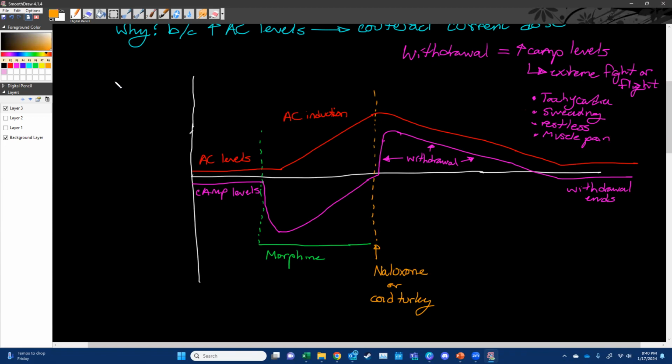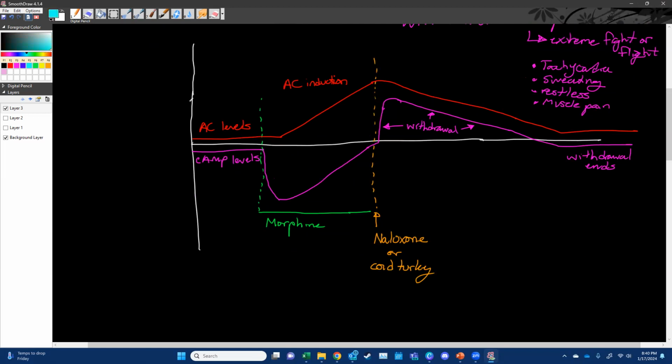My question for you is, let's say that someone is a heroin user or a fentanyl user, and they walk into the hospital and they are administered buprenorphine. What's going to happen to them?